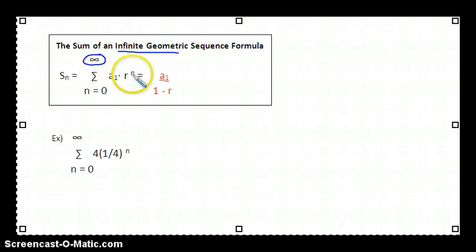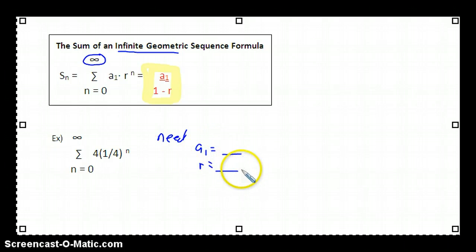So again, here's the way that the formula should be set up. A sub 1 times r raised to the n. Okay, because I got a 0 here, that's why it's not an n minus 1. And this is the actual formula that you use. So again, I put that in red so you can see that that's the formula. This is just letting you know how it should be set up. So the only things that you need to know to be able to use this formula, since you're not going to have a specific number of terms, so you don't need to know what n is, you need to know what a sub 1 and r are.